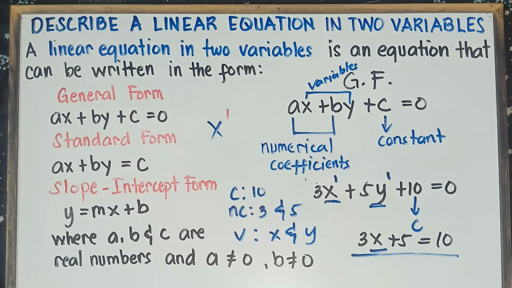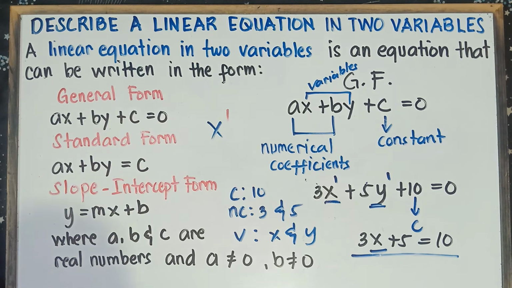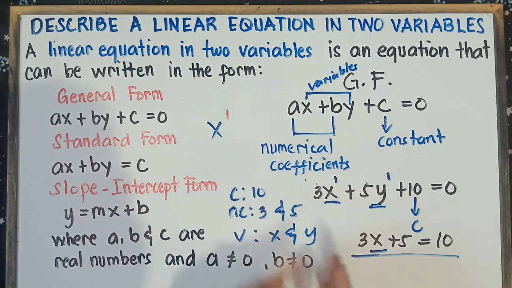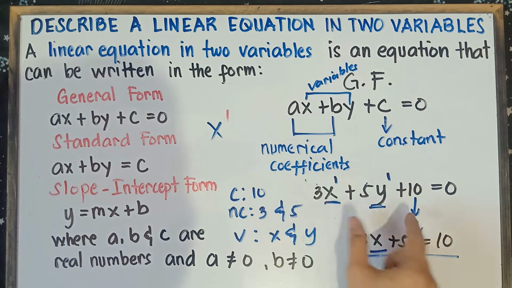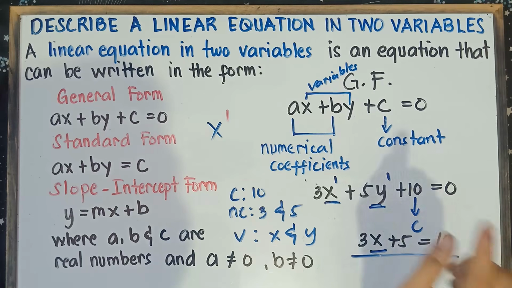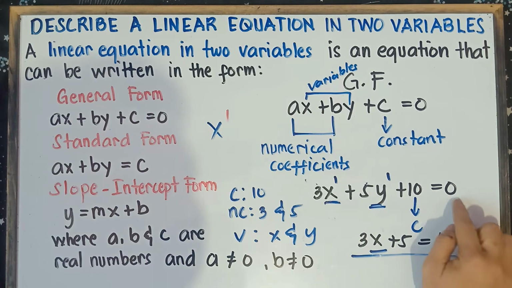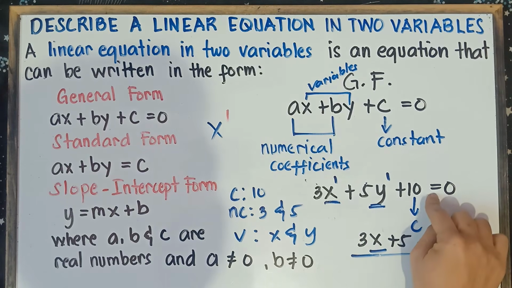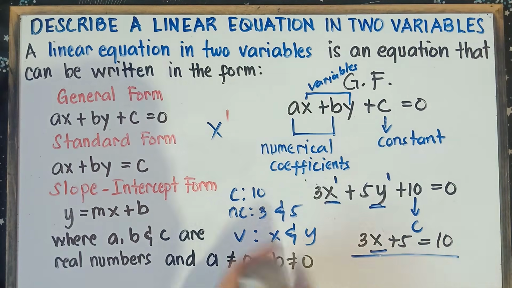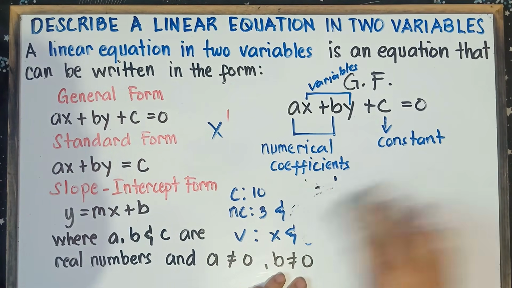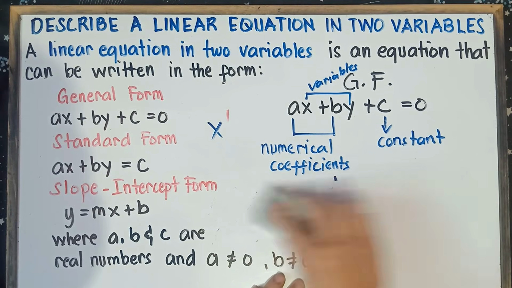Okay, I hope it's clear for you, class, with regards to linear equation in two variables. Now, the question is, when can we know that this is general form? Now, you will know that one, class, if that would be equal to 0, the last number is 0. Let's have another example, class, for you to really understand this one.